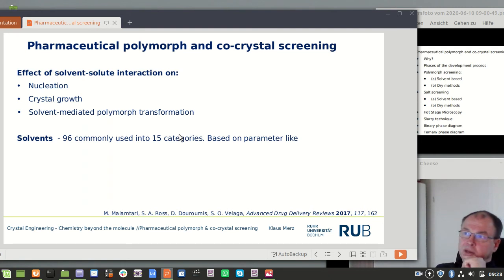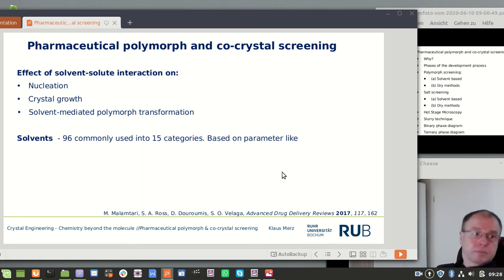And so it is very important to look at which solvent we are using. Think by yourself about what you normally use in the lab: ethanol, ether, THF, toluene, aromatics, alkanes, something like this. No? So this is a very crude classification.